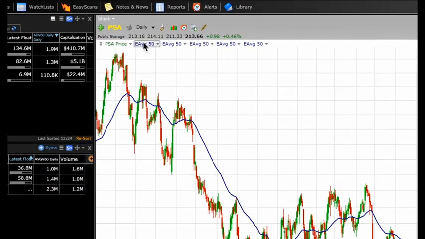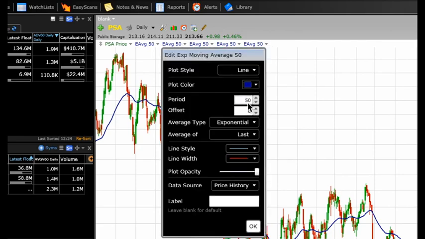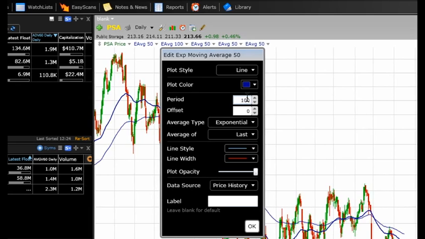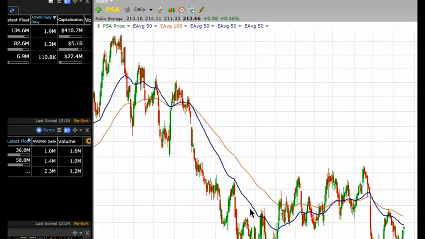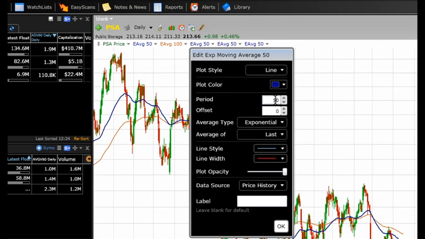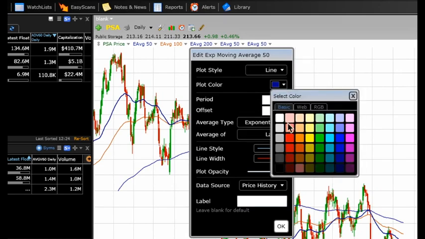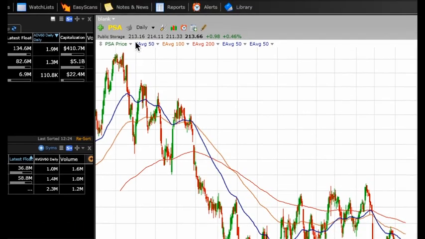So, all right, so I've got the 50. Next one would be the 100. So I'm going to click edit. 100 moving average. I can use orange. Next one is my 200, which I'll use red. Color red. Okay. So I've got my 50, 100, and 200 moving averages. These are the longer term moving averages.